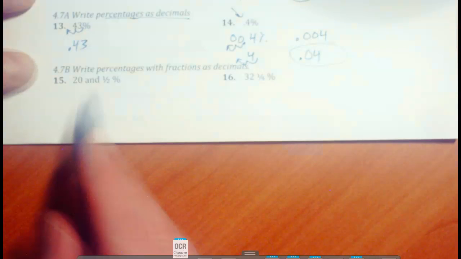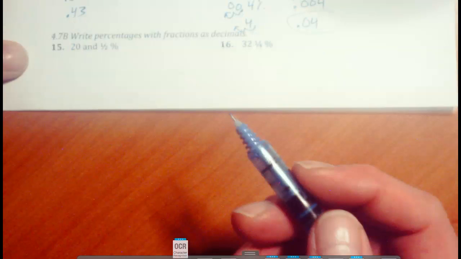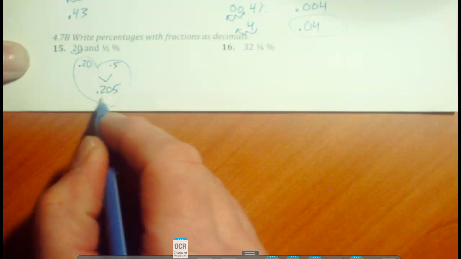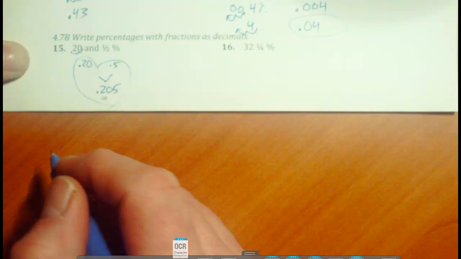All right. Write the percentages with fractions as decimals. 20 and 1/2%. Let's think what I always told kids: use the heart. So here's 20. Let's make that into a decimal. Here's 0.20. And then 1/2 is 0.50. So when we bring these guys together, we lose that 1 decimal point. We have 20 and 5. So here's the 20%. There's the extra 5%. So 0.205.